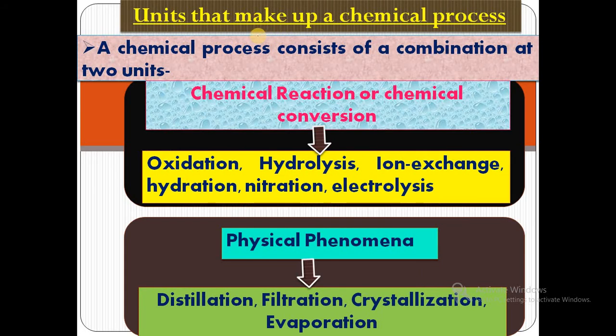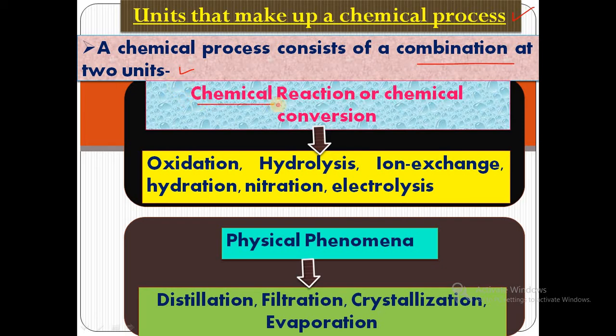Next we highlight the units that make up a chemical process, that is, the necessary conditions or parameters to carry out the chemical process. A chemical process consists of a combination of at least 2 units. That is, any chemical process consists of 2 phenomena. The first one is chemical phenomena, and the second one is physical phenomena.